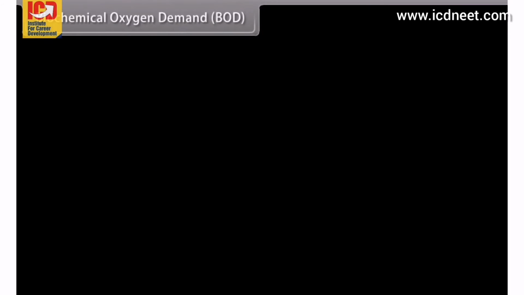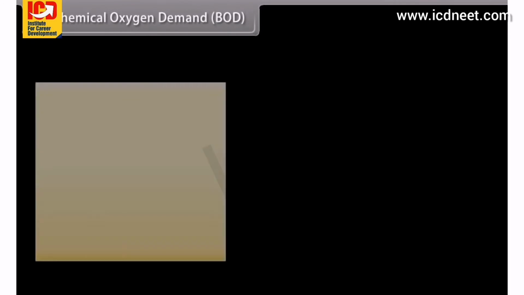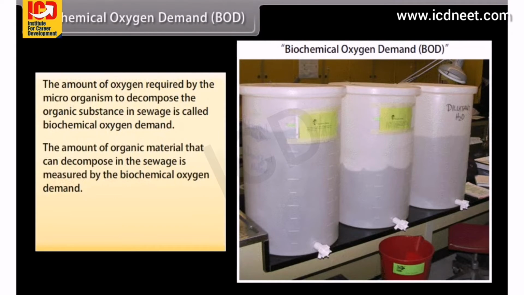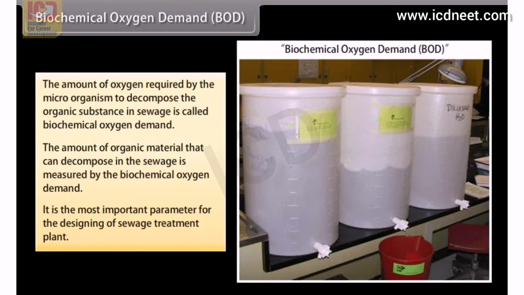Biochemical oxygen demand, BOD. The amount of oxygen required by the microorganism to decompose the organic substance in sewage is called biochemical oxygen demand. The amount of organic material that can be decomposed in the sewage is measured by the biochemical oxygen demand. It is the most important parameter for the designing of a sewage treatment plant.